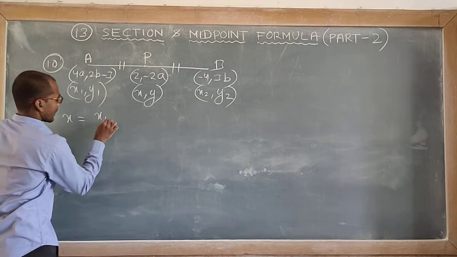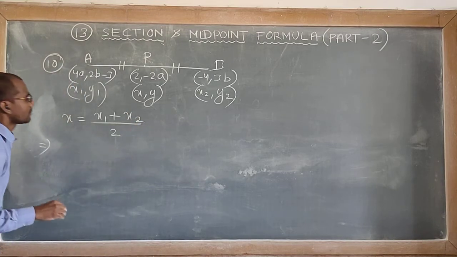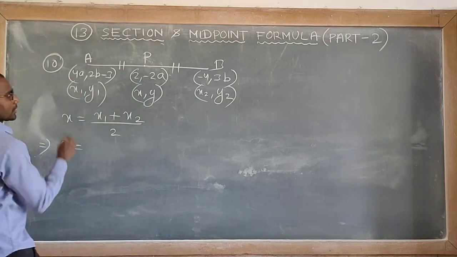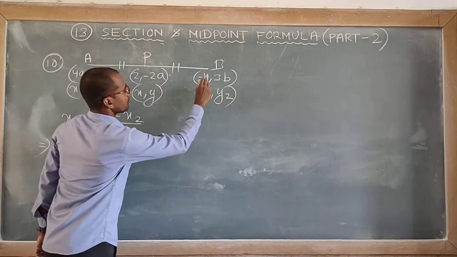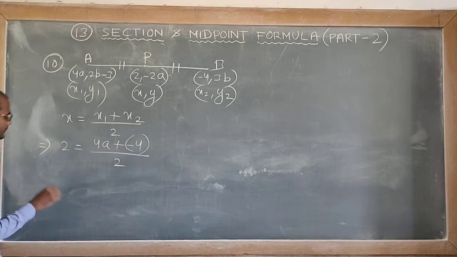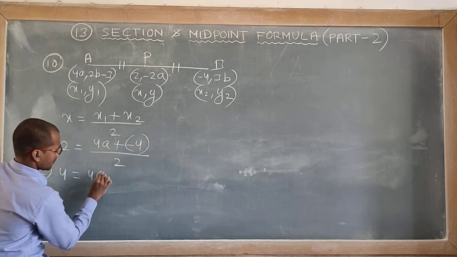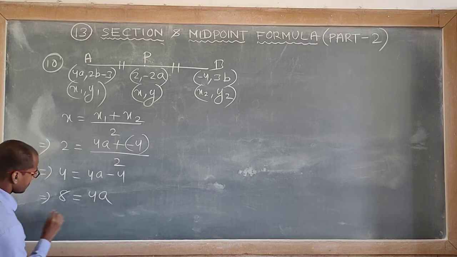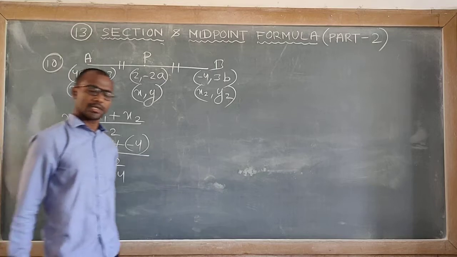x is equal to (x1 plus x2) by 2. What is x? x is 2. What is x1? 4a. Plus what is x2? Minus 4, by 2. 2 into 2 is 4. So 4 is equal to 4a minus 4, so 8 is equal to 4a. A is equal to 2. So the value of a is 2.